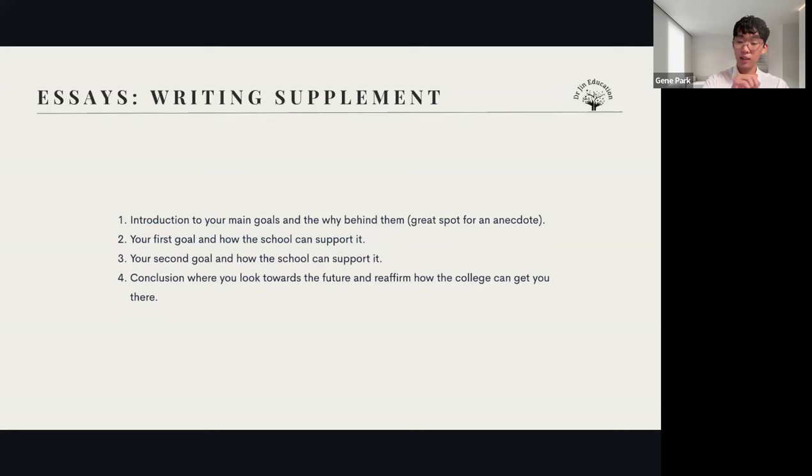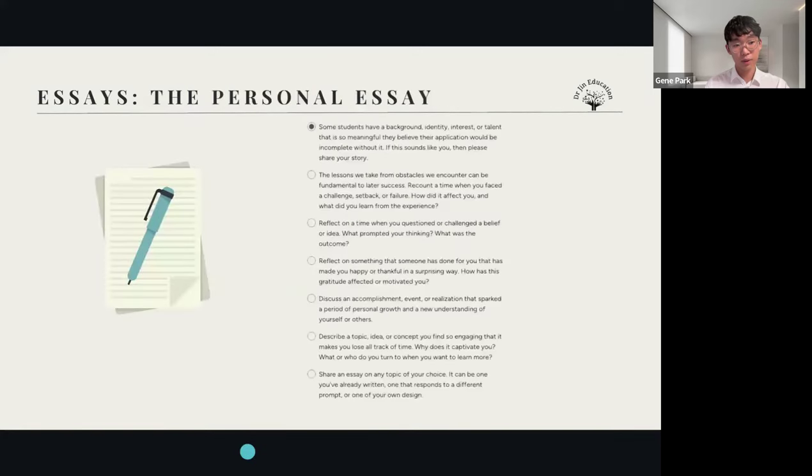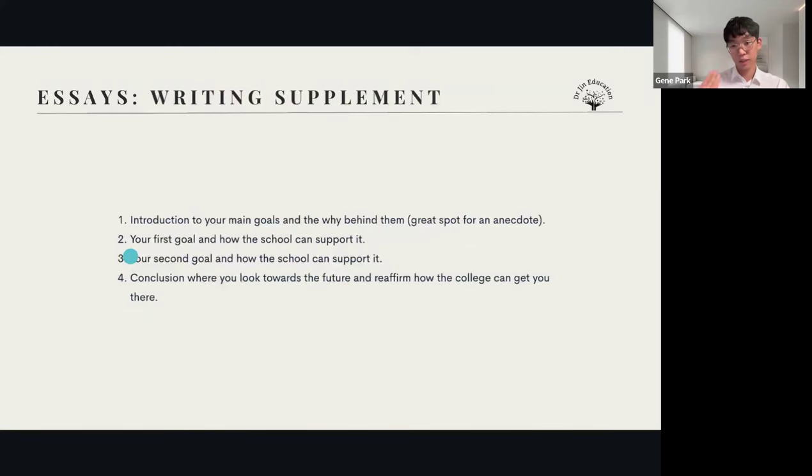And you can also connect it and ask them to keep in mind your personal application, right? Again, that's why the personal essay is so important. It lets the colleges know your values, goals, and what you want to do, and your entire profile sort of hinges on that. Then you'll mention your first goal, how the school can support it, your second goal, how the school can support it, and so on and so forth. This varies a lot depending on how many words they give you, but also on the school itself. So that is most of the writing supplement.